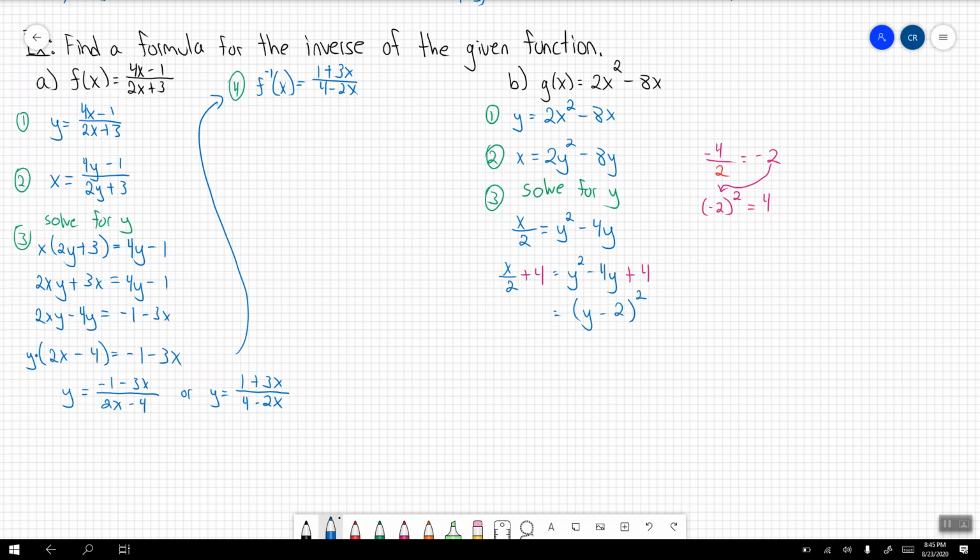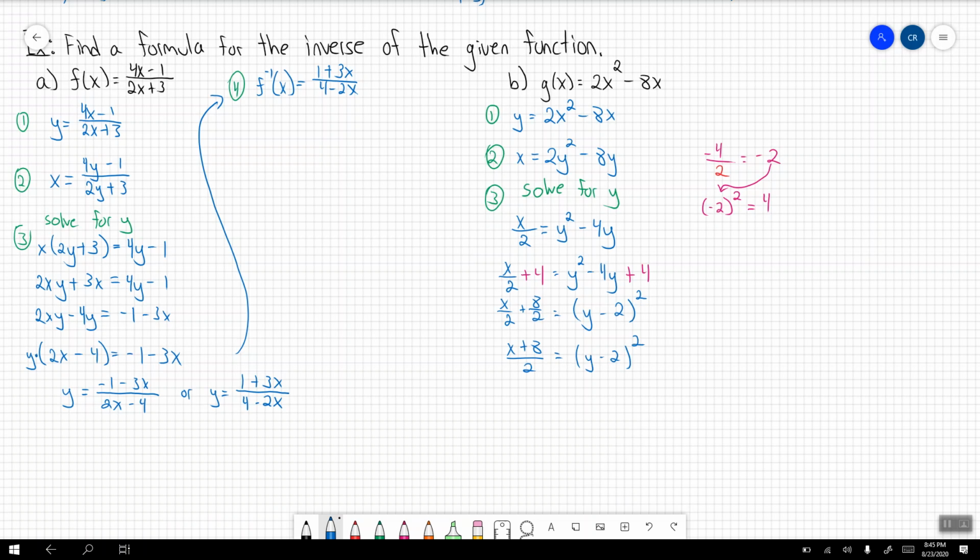I can modify that to change its look. What I'm going to do here is change this 4 to have a denominator of 2. Once I change the 4 to have a denominator of 2, it looks like this. Now I add the numerators and I get x plus 8 divided by 2. Very nice.